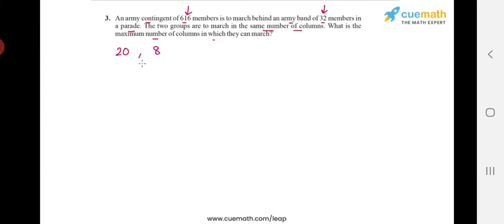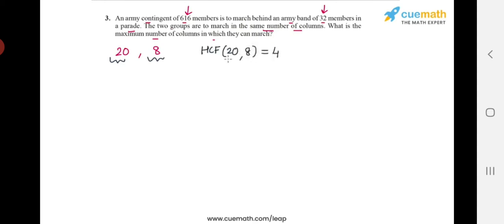In this scenario, if all of them were marching in the same number of columns, what could be the maximum number of columns? So the key idea here is that whatever that number of columns is, it needs to be a factor of both 20 and 8. The number of columns needs to be a factor of both 20 as well as 8. And if it's the maximum possible number of columns, then it will be the HCF of 20 and 8. So let me show it to you visually. The HCF of 20 and 8 is 4.